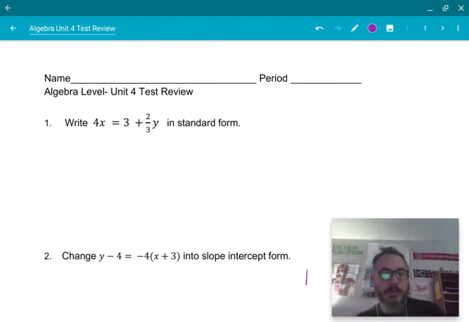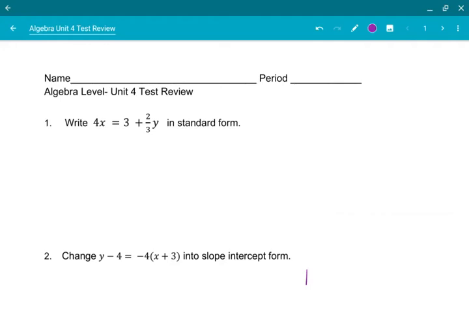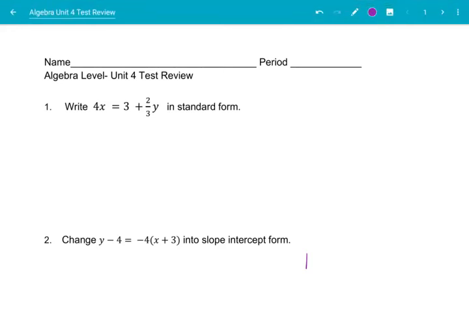Today we're going to do the Unit 4 test review for algebra. So let's get right into that. We're going to write this equation here, 4x equals 3 plus 2/3 y. We're going to write that in standard form. Now remember, standard form looks like this: ax plus by equals c. So we just need to get this y term over here on this side with the x.